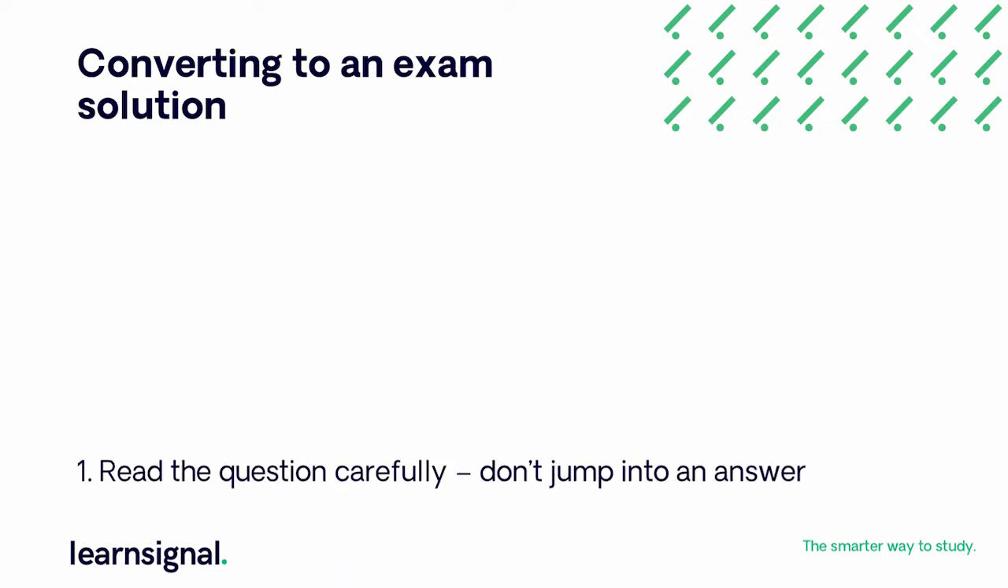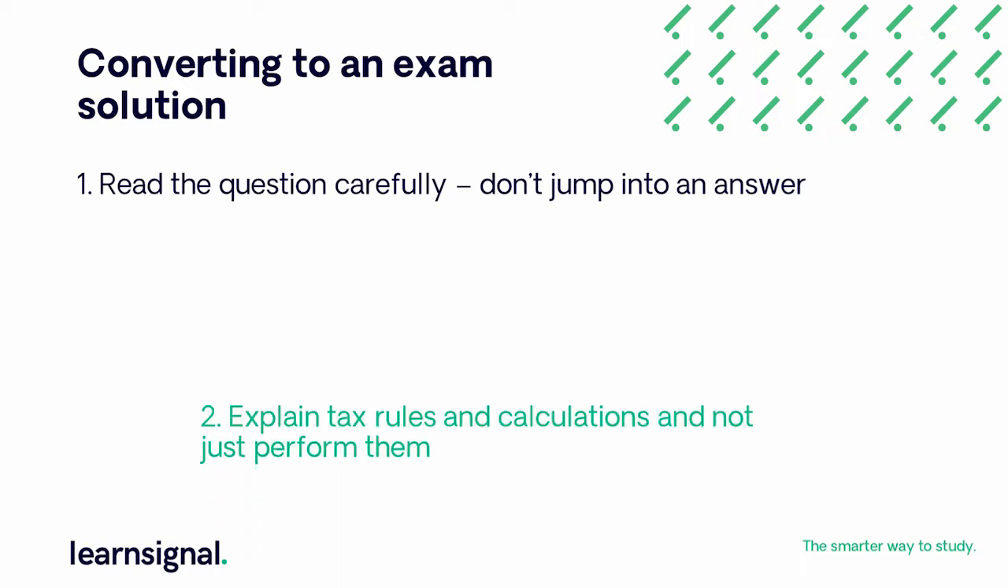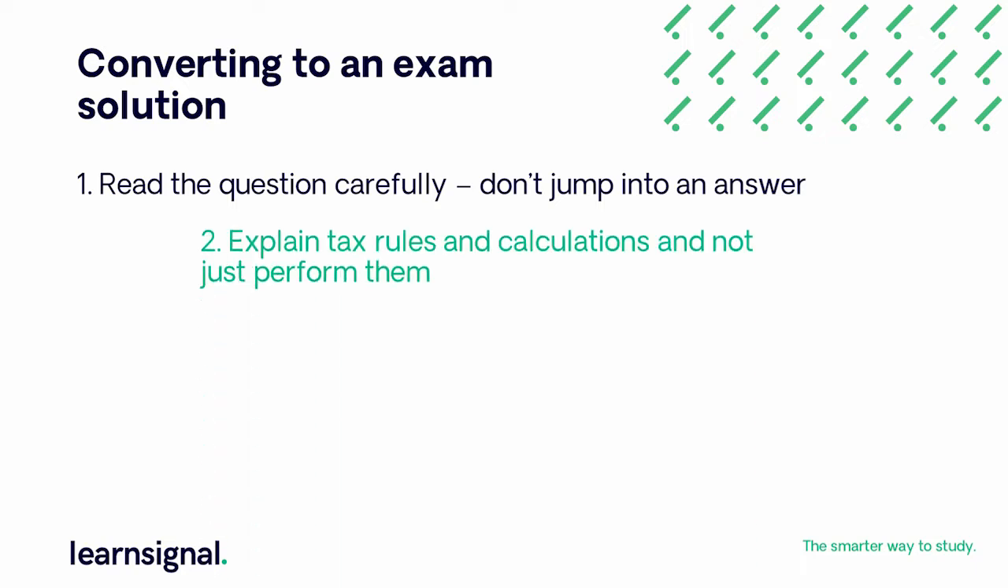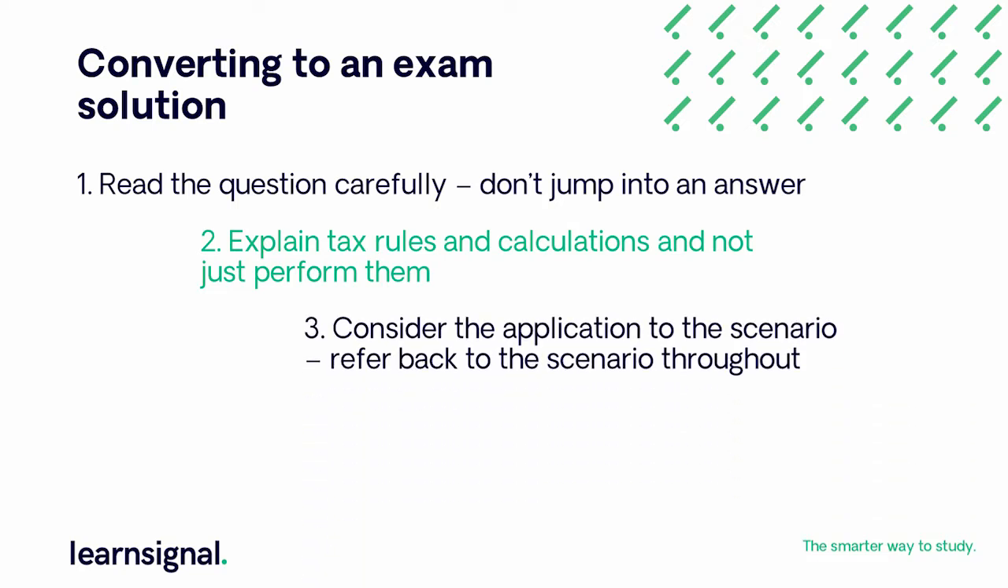My suggestions would be: 1. Read the question carefully. Take your time in thinking about an approach and solution. If you start writing too quickly, you will miss key points and marks. 2. Be able to explain the tax rules as they apply to a given scenario and not just be able to perform them. 3. Make sure you are applying a solution to the scenario.